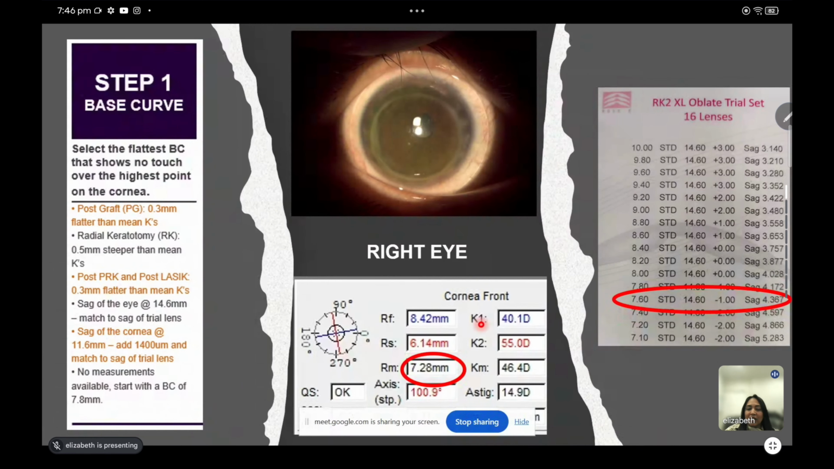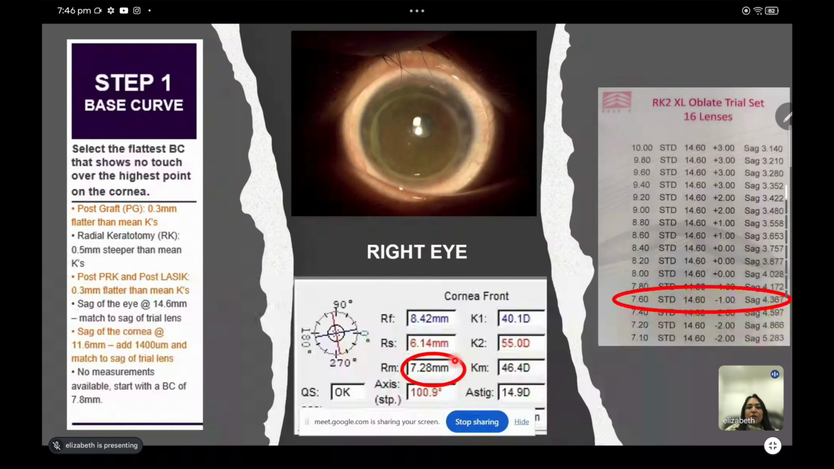It's really nice to have, but you don't have to have it. You can still get away with just a manual keratometer. So even if you had a manual keratometer or an autorefractor keratometer, you can still get the flat K, you can still get your steep K, and then you can calculate your mean K from there.